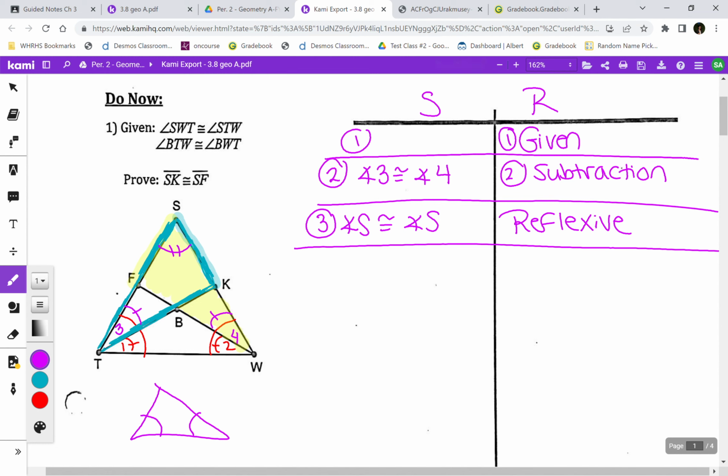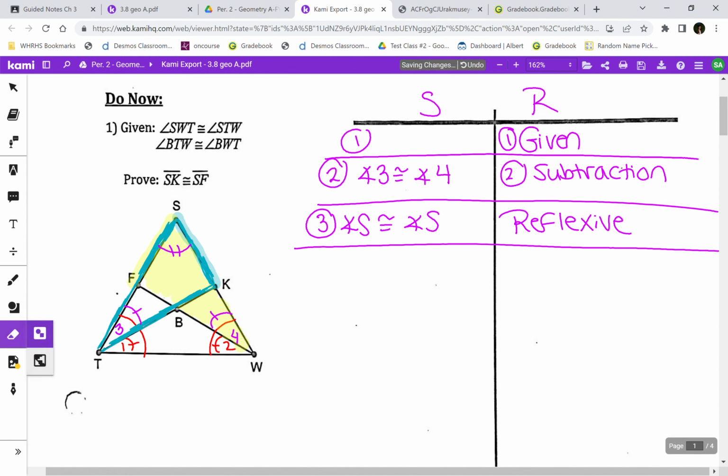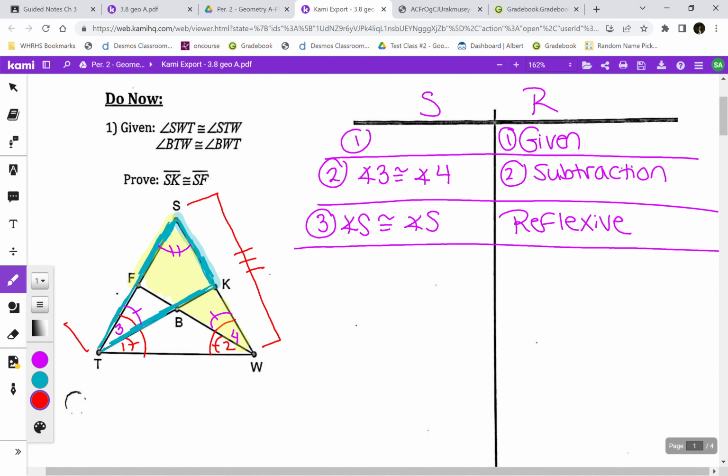Got it. Why wouldn't you be able to, like, since angle SWT is congruent to angle STW, make SW congruent to ST? That's exactly what we want to do. Subtract it to make SK congruent to SF. Okay, so let's talk about your first part, which was absolutely correct. So we can say that SW is absolutely congruent to ST.